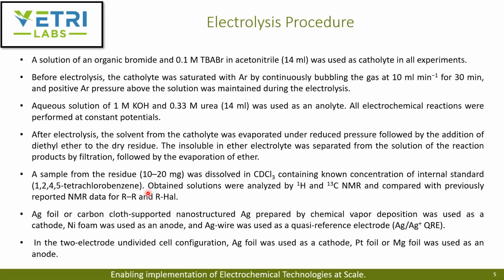For the electrodes, they used a silver foil or carbon cloth-supported nanostructured silver prepared by CVD as a cathode, nickel foam as an anode, and silver wire as a quasi-reference electrode. Whereas in terms of the two-electrode undivided cell configuration, they used a silver foil cathode, and a platinum foil or a magnesium foil was used as an anode.